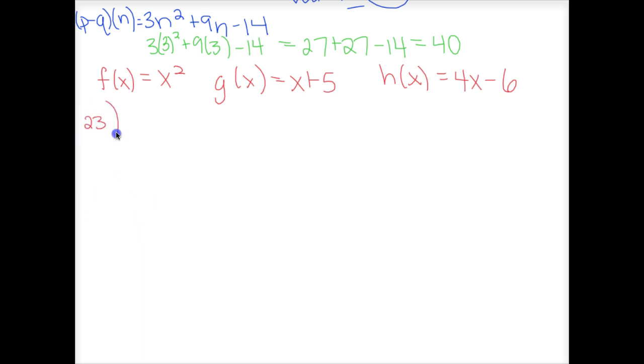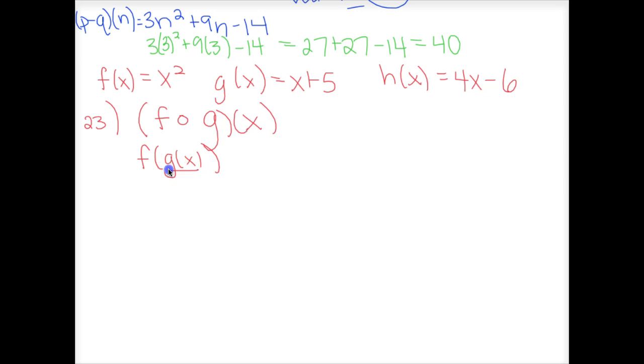So 23 asked us to find f of g of x. Remember that this is the composition symbol. It's not multiplication. This means to compose the functions.